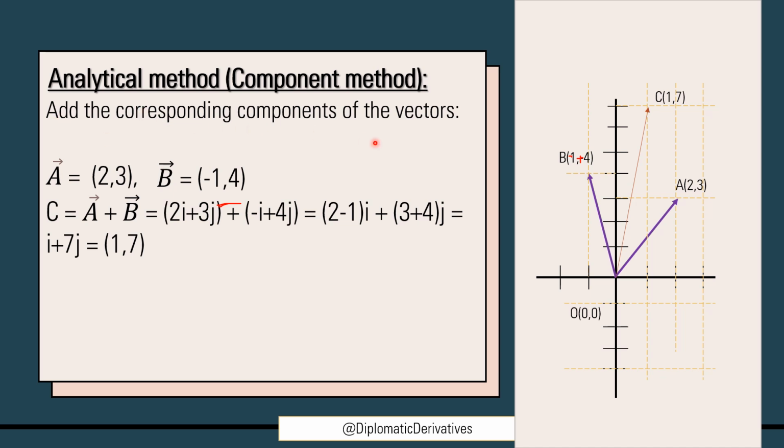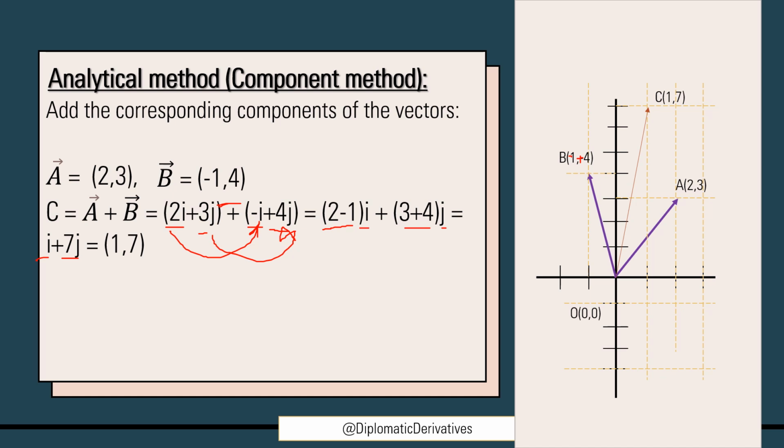Add the corresponding components of the vector. The corresponding components are 2i with -i, and 3j with 4j. So in this manner you will get (2 minus 1)i plus (3 plus 4)j. 2 minus 1 becomes 1, so you get i, and 3 plus 4 becomes 7, so you get 7j.